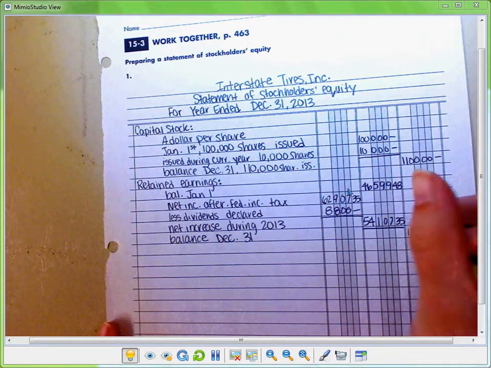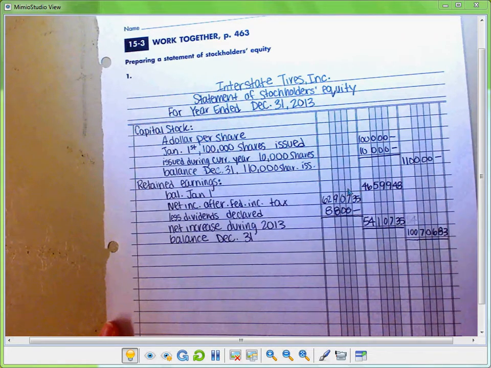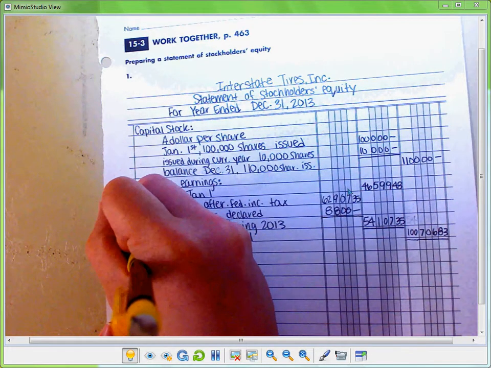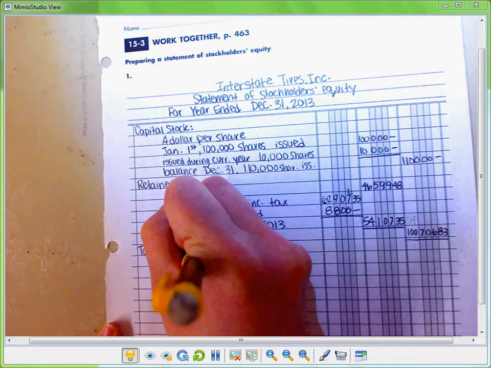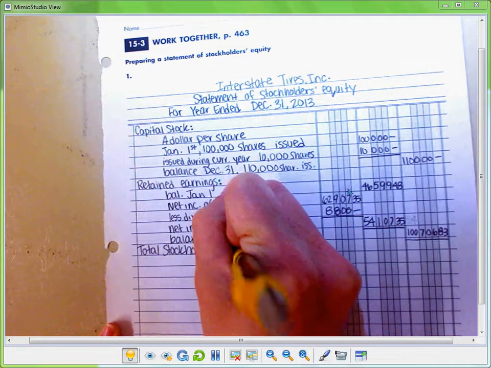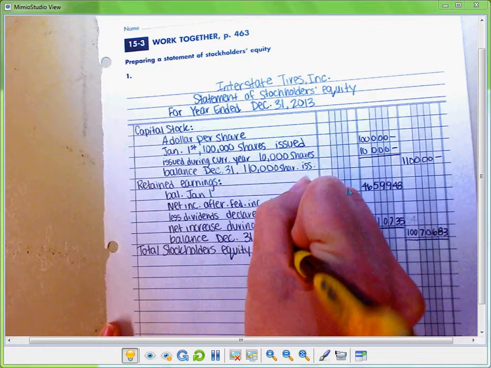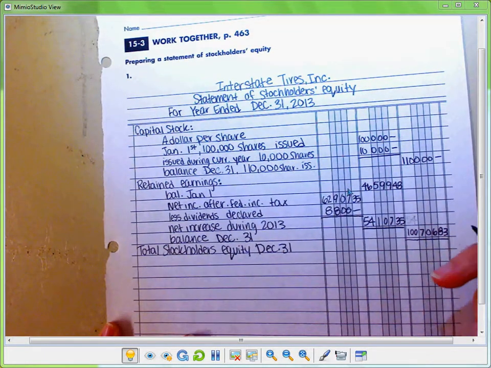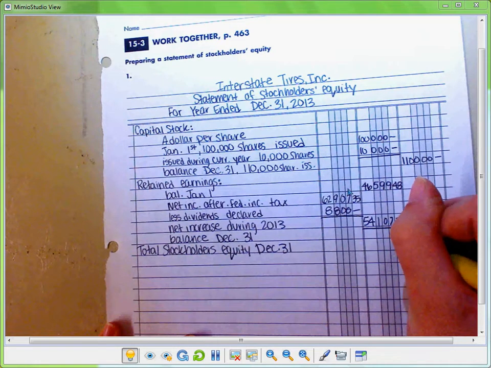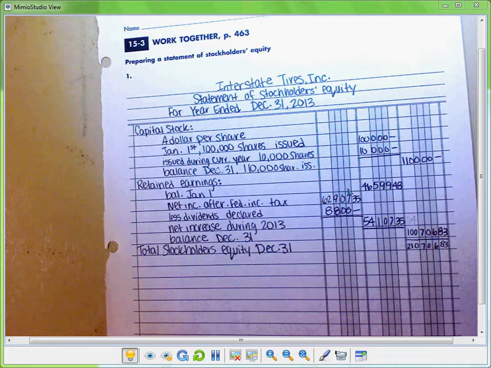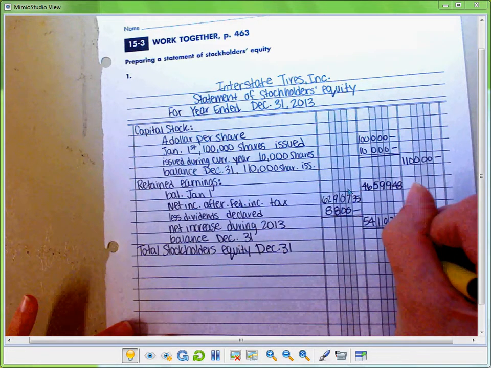Okay, then do a single rule underneath that number. And then our next line is not indented, and it's going to be total stockholders' equity, December 31st. And then we'll add our two bar numbers together. Yep, so in the far right column then, $210,706.83, and do a double rule underneath all three columns.